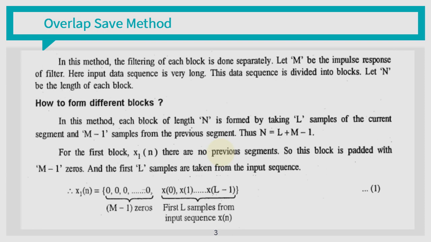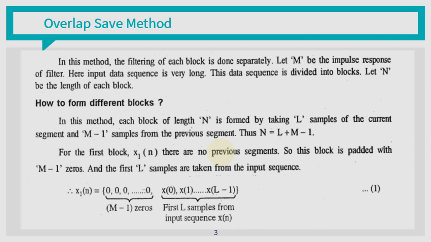In this method, the filtering of each block is done separately. Let M be the length of the impulse response of the filter, and the input sequence is very long. This data sequence is divided into blocks, and let N be the length of each block. So how do we form the different blocks?